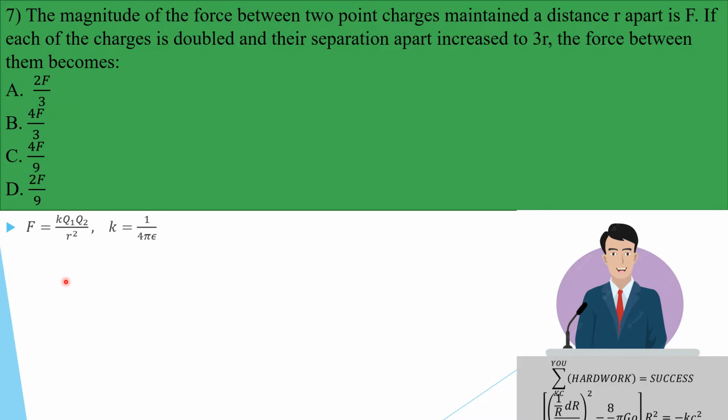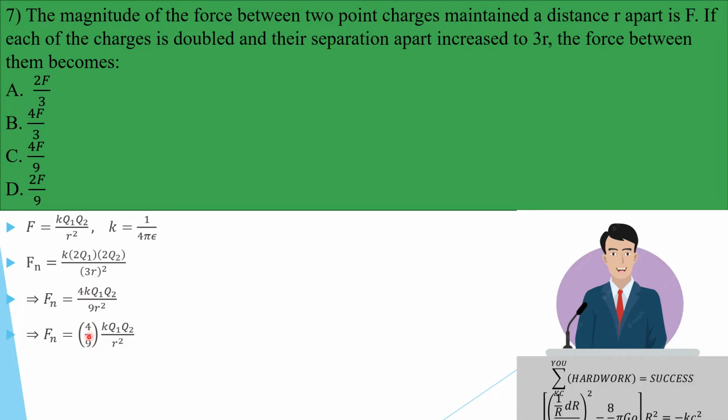That's Coulomb's law. So we can go on and say the new force, we call it Fn. The charges are now just doubled, so Q1 becomes 2Q1, Q2 becomes 2Q2, and then the distance between them increases to 3r. So you want to now have 3r squared there. If you multiply out these things and simplify, you have that.